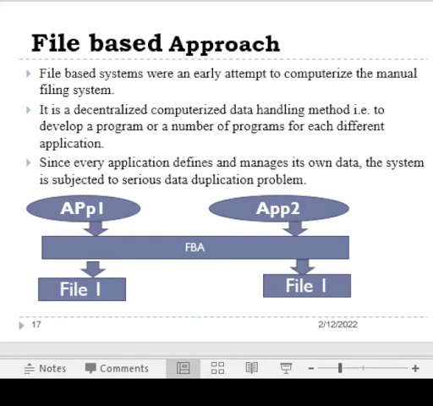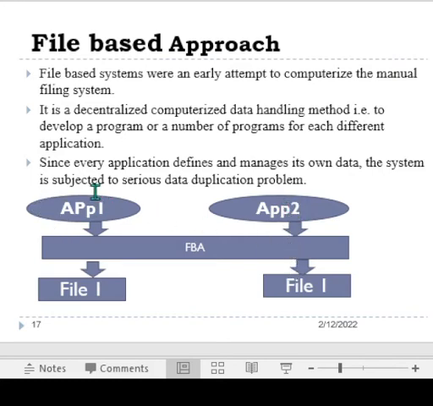Since every application defines and manages its own data, the system is subject to serious duplication. The main problem with the file-based approach is that each application manages its own data. As you see in this graph, this is application 1, this is application 2. Application 1 has its own file 1, and application 2 has its own file 1. Let me take this one as an application used by a department. This may be academic, but this department stores student files. Academic also stores student files.